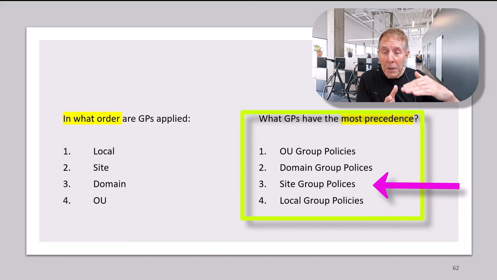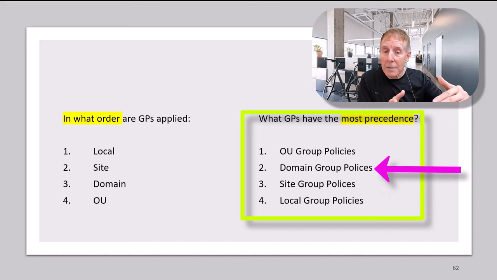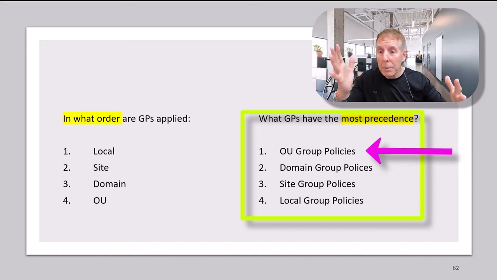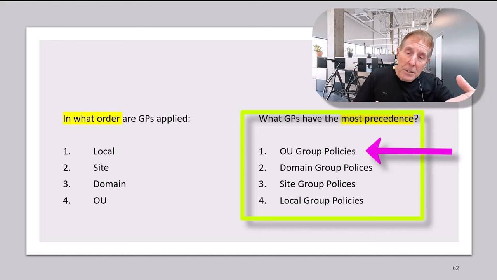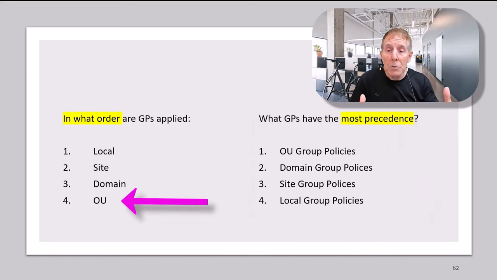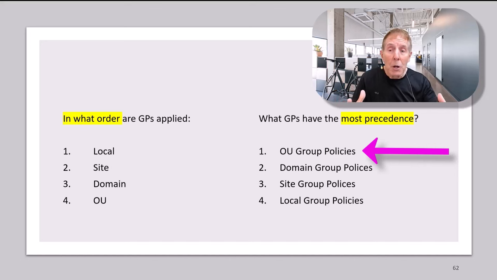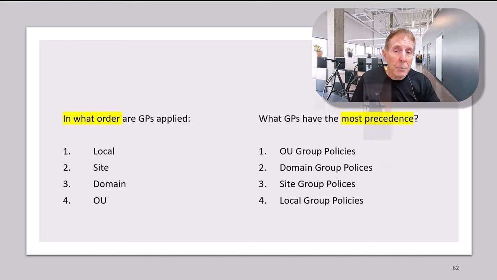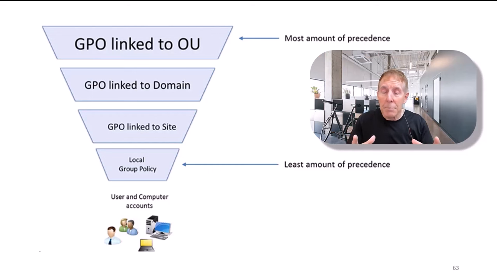Then those that are applied to the site have the next precedent. Domains are second in precedent, and the ones that were applied last have the highest precedent in terms of impact on your PC and user. So OUs are last to be applied and have the highest precedent. So when it comes to which will override the other, OUs have the most authority on the user and the computer. So this concept of precedent makes group policies applied to our organizational units very important in our strategy.